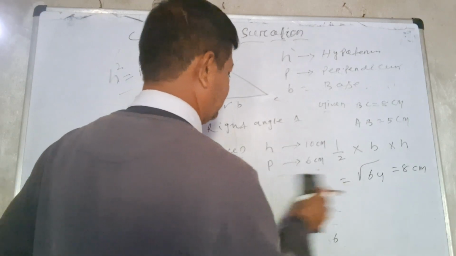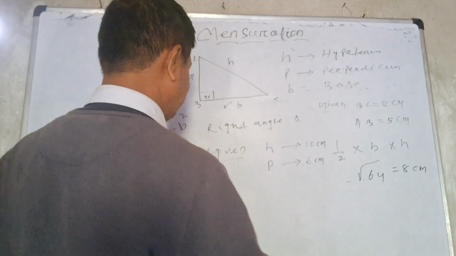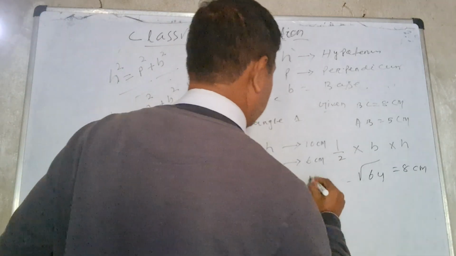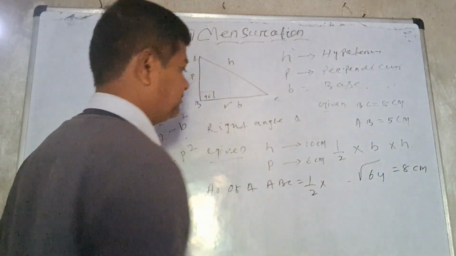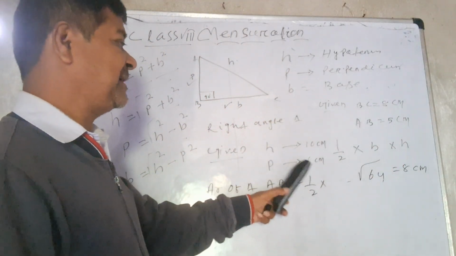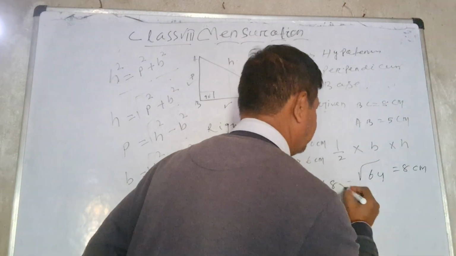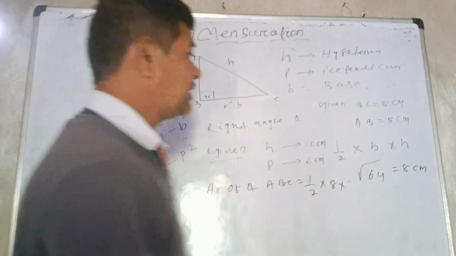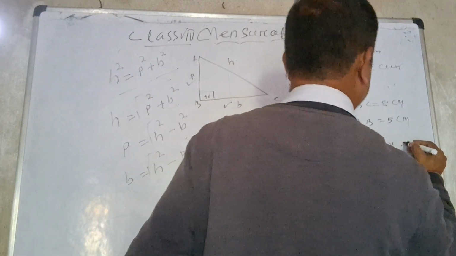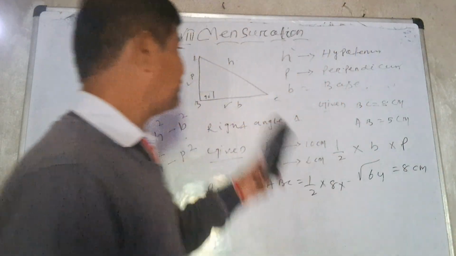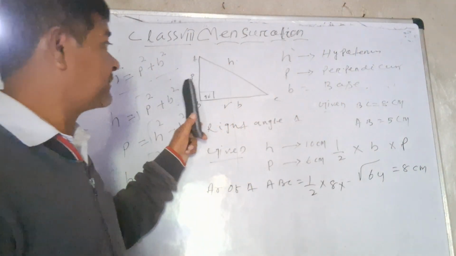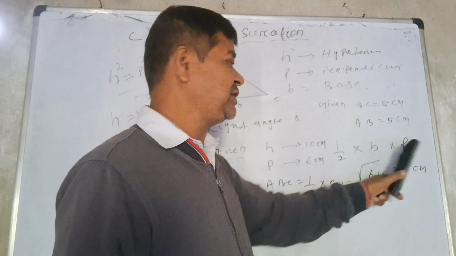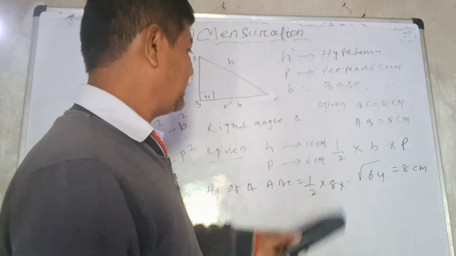Modal values. Area of the triangle ABC is half into b into h. Here, not h, it is p. The hypotenuse is not used; the perpendicular is the height, so area equals half into b into p.